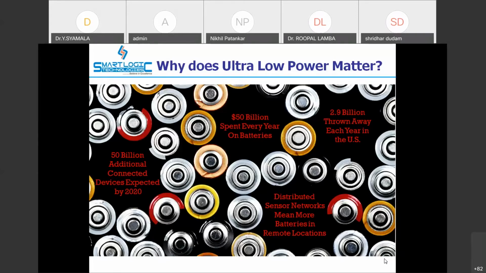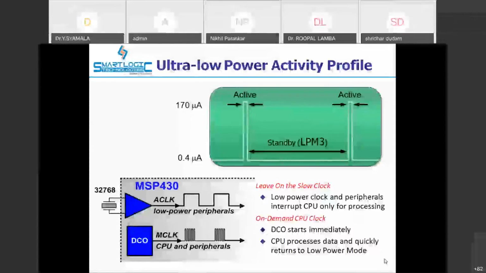I don't want to charge it often. Suppose once it's charged, it should run for hours, days, months like that. So you must consider that ultra low power is very important. And suppose I'm going to place the device in a remote location, in that case also I need ultra low power, and that is the importance here.